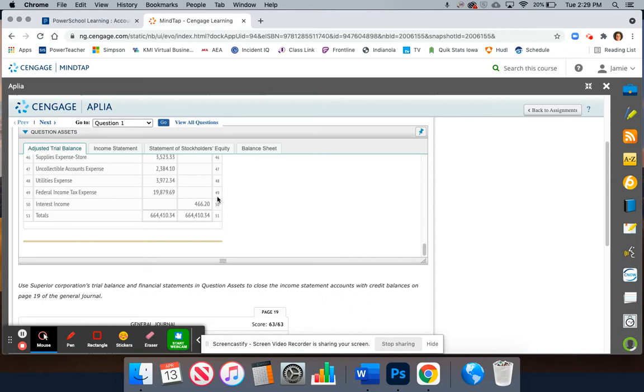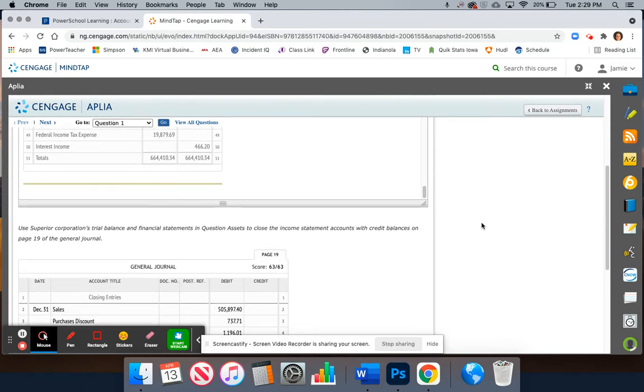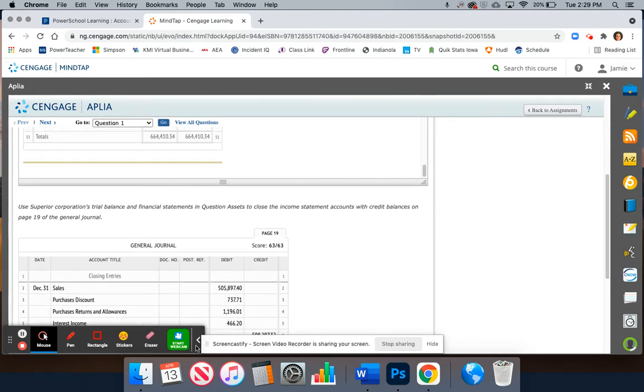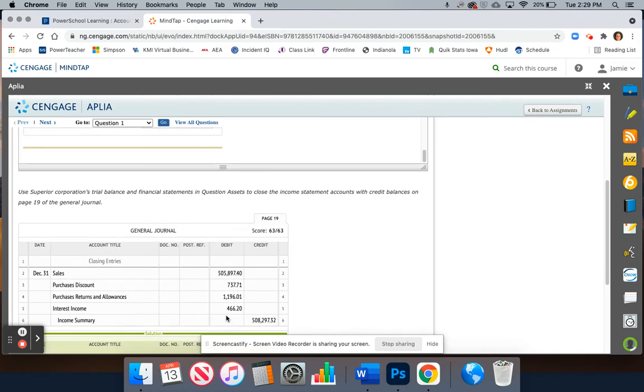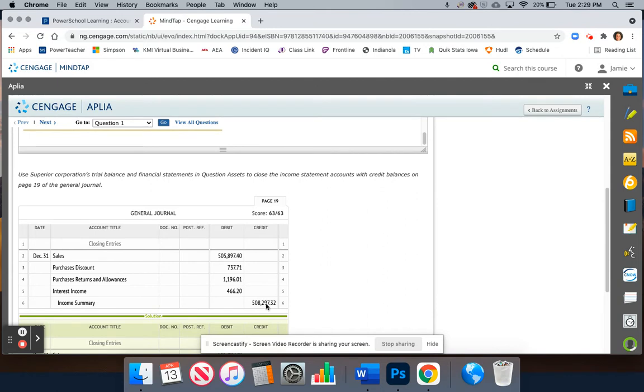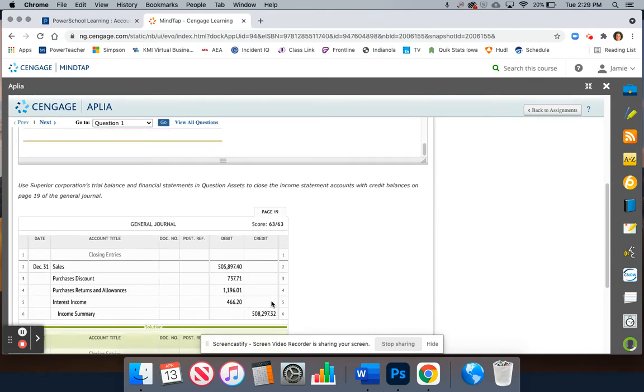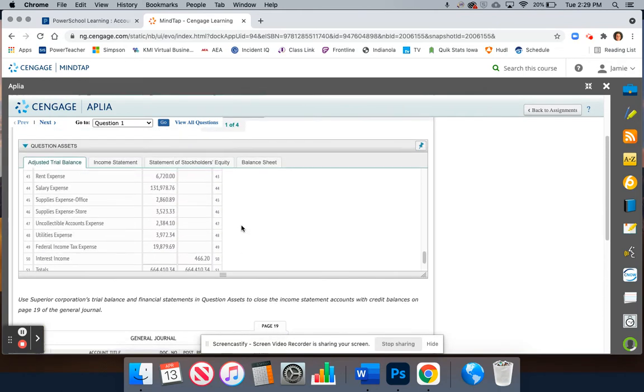If they have a credit balance, in order to cancel that account or zero it out, we need to debit. So our journal entry is a debit to those 4 accounts for their account balances found in the adjusted trial balance, add those up, and credit income summary for the total. So our debits equal our credits. This is the closing entry for all the accounts in our income statement that have a credit balance in the adjusted trial balance.